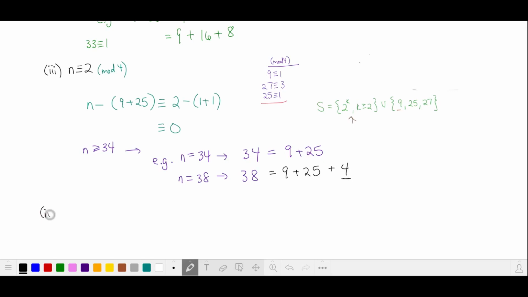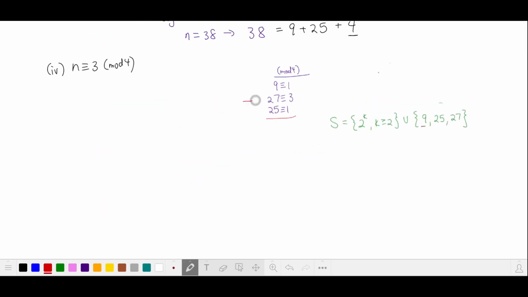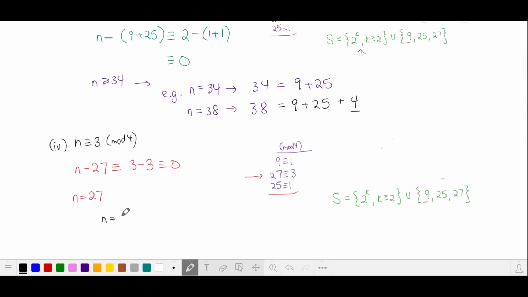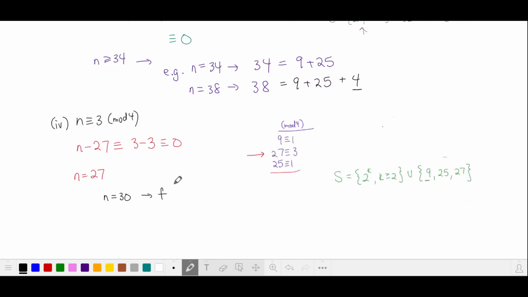Our last case is when n is equal to 3 in mod 4. If we subtract 27, then we'll get a multiple of 4. So n minus 27 is equivalent to 3 minus 3, or 0. If n is equal to 27, we get our sum. But when we get to n equals 30, we earlier showed that f of 30 was equal to 0. So in this case, our first valid value of n is n equals 31.